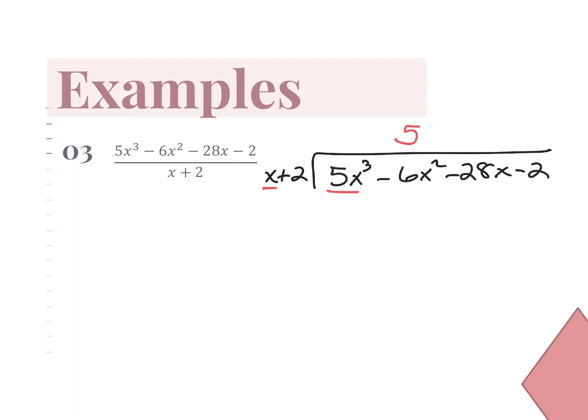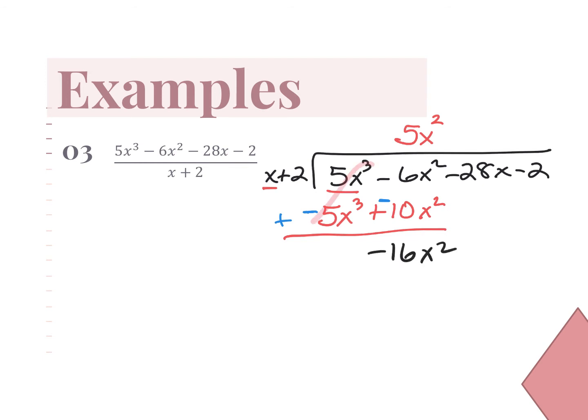I write it over the second term. I'm going to distribute 5x squared to the x and to the positive 2. Since I'm subtracting, change both signs to opposite of what they are. So make that negative, and now add up straight up and down. Negative 6x squared plus negative 10x squared gives me negative 16x squared. This is gone. Bring down the next term.